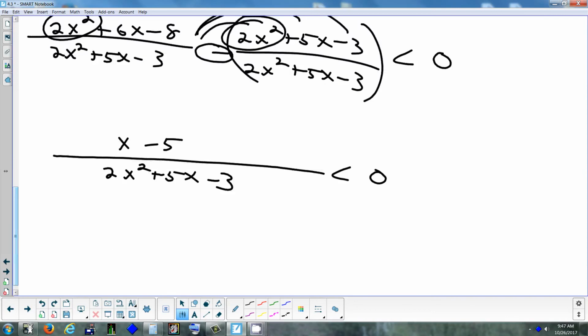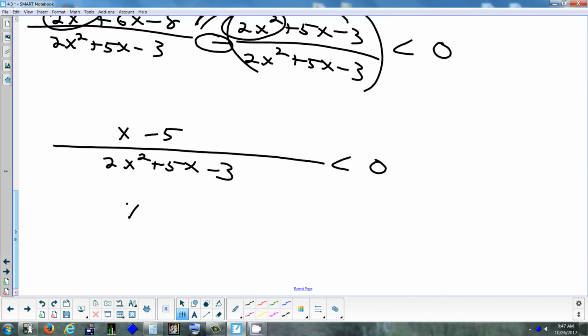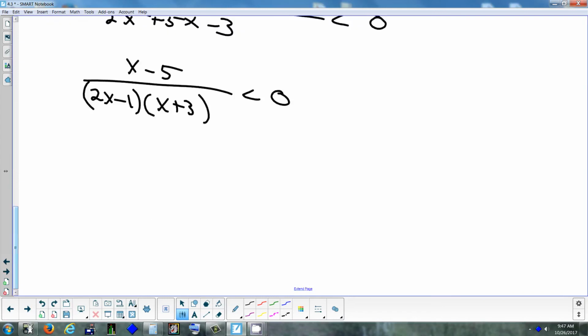Now I said that this is only going to work if it's factorable, so we're going to hope that what's in the bottom is factorable. And it is. 2x minus 1, x plus 3. And now from here, we do what we've done before. We make a sign chart.